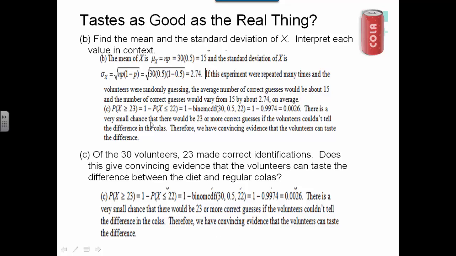And so this last part was answering the question: of 30 volunteers, 23 made correct identifications. This is good, convincing evidence the volunteers can taste the difference. The answer is, therefore, we have convincing evidence the volunteers can taste the difference, because there is only a 0.26% chance of getting this many correct if the volunteers couldn't tell the difference in the colas.